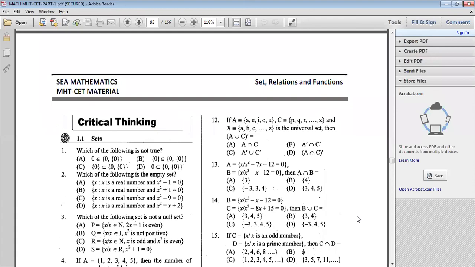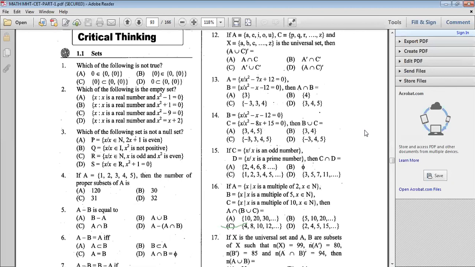C, which is x, where x is the root of x square minus 8x plus 15 equal to 0. What are the roots of that equation? 5 and 3, plus 5 plus 3. The roots of the first equation are minus 3, 4. What is B union C then? Minus 3, 3, 4, 5. That is the C option. C option is correct.